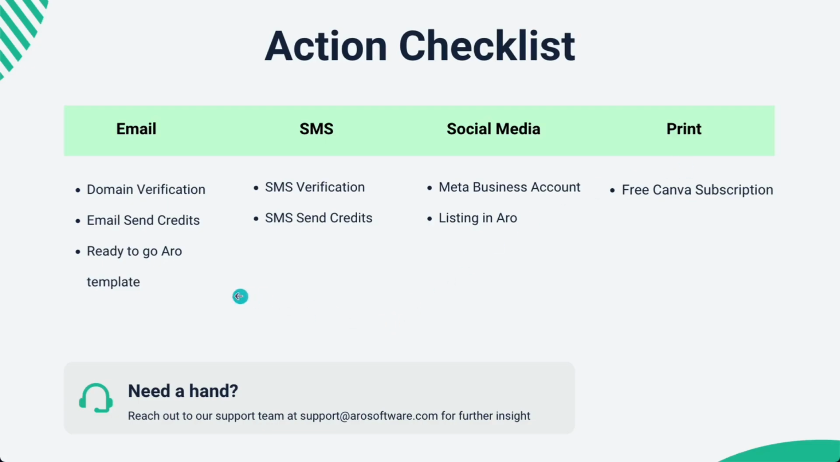So email verification, email, we need to go through the domain verification process. We need to purchase some email send credits, and then we need to go and create our Arrow template to send that email out. Now, 99% of you, if you've got an Arrow account, will have your domain verified already, because that's typically done by us. You've probably got email send credits because it's included in most of our subscriptions. And we've got some great Arrow templates to get you started. SMS, there's a verification process to get your mobile number verified to send, and you need to purchase some send credits. And so on through these steps, right?